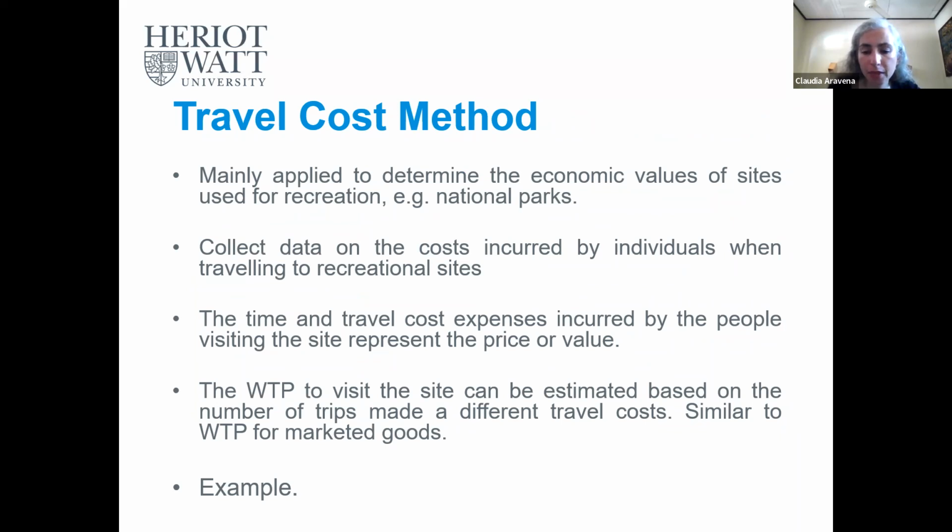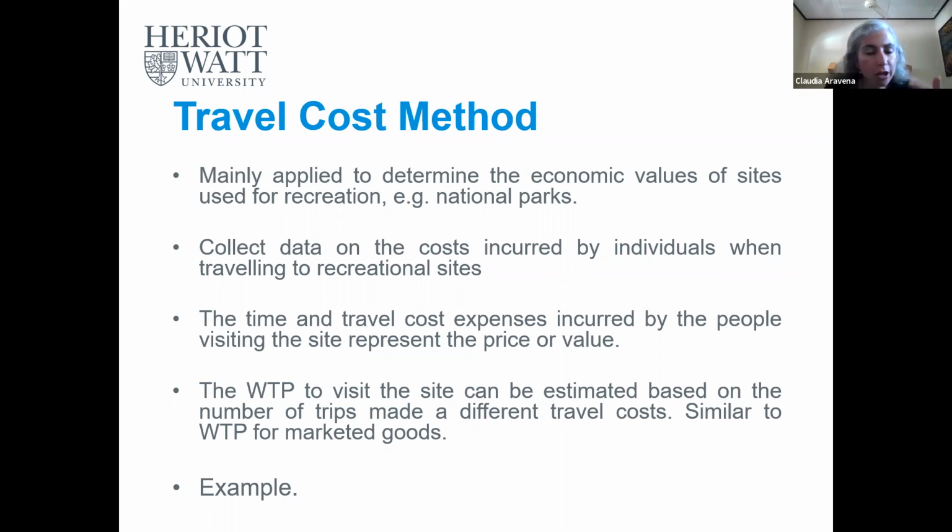So let's go for the first revealed preference method, which is the travel cost method. The travel cost method is mainly applied to determine the economic values of sites used for recreation. For example, national parks. We use this a lot for places like national parks. We collect the data on the cost incurred by individuals when they travel to the recreational sites. In this case, the time and travel cost expenses that they incur when they visit the site is what is really important. And this cost for traveling and for the time of the people is what will represent the price or the value. So the willingness to pay to visit the site can then be estimated based on the number of trips made at different travel costs.